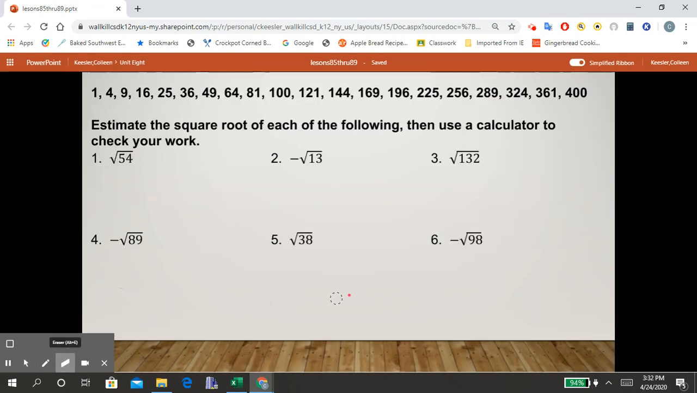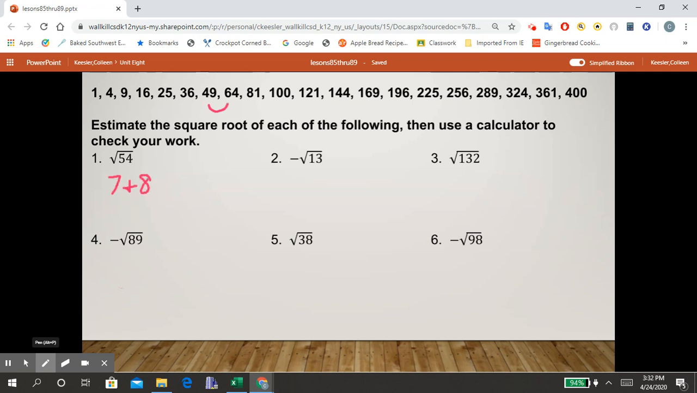So here I provided the list for you so you don't have to keep going back to find it. We have to estimate the square root of each of the following, and then we can use the calculator to check our work. So for this first one, the square root of 54. 54 falls between 49 and 64. And the square root of 49 is 7, and the square root of 64 is 8.